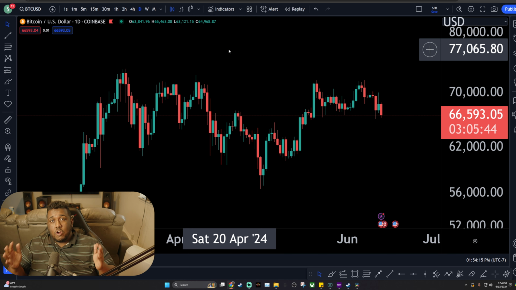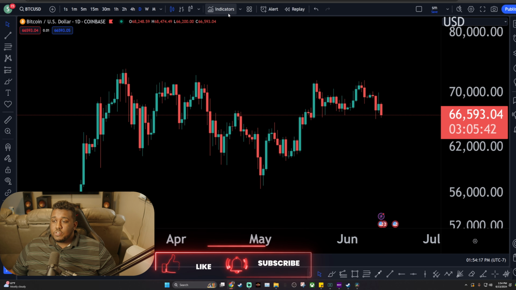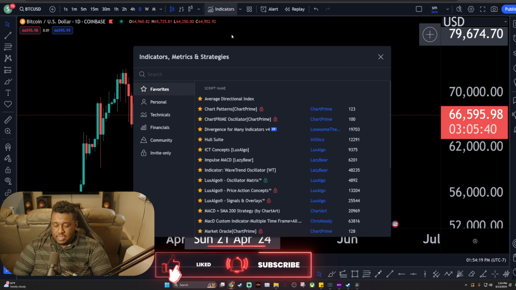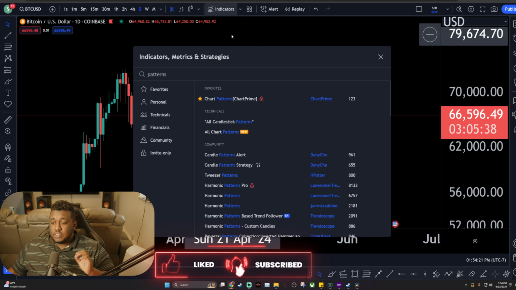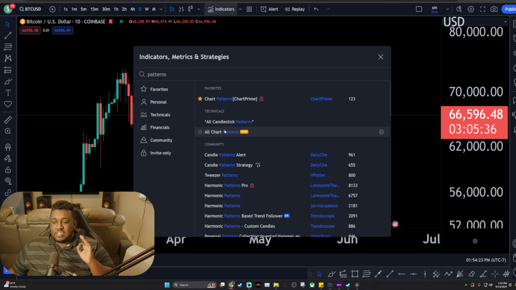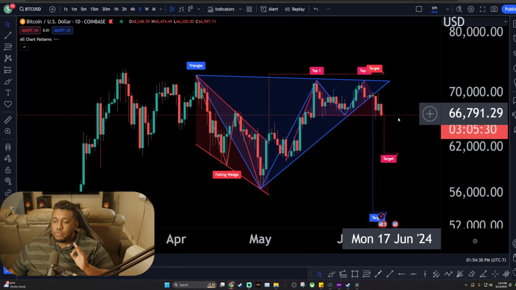Here's how you add automated patterns onto TradingView charts. Go over here to indicators, metrics, and strategies, and then type in the word patterns. From there, go to the second one underneath technicals. It's going to say all chart patterns new. Give this a gold star, click on it once, and then voila, you're going to have some patterns on here.